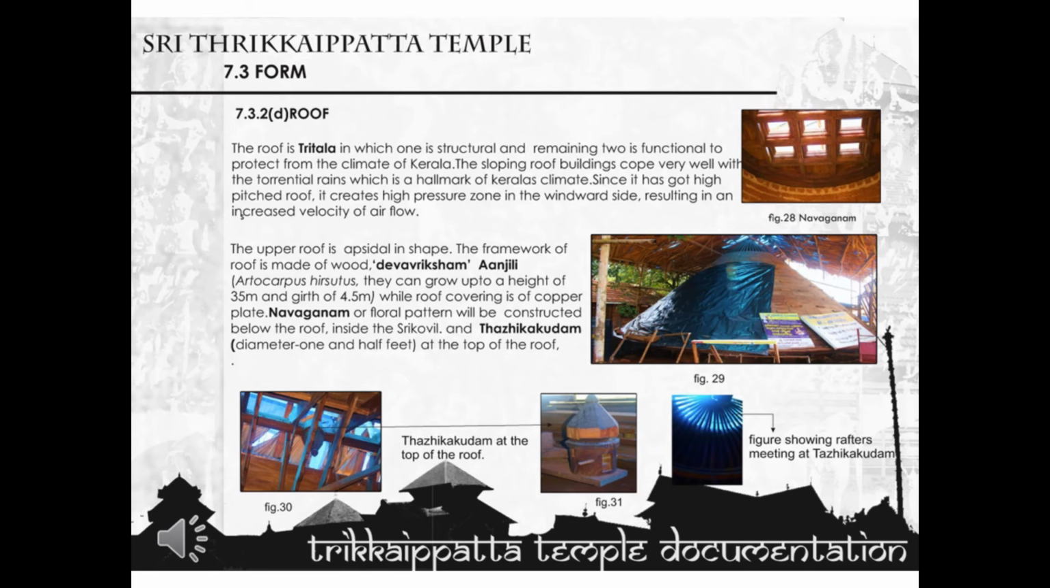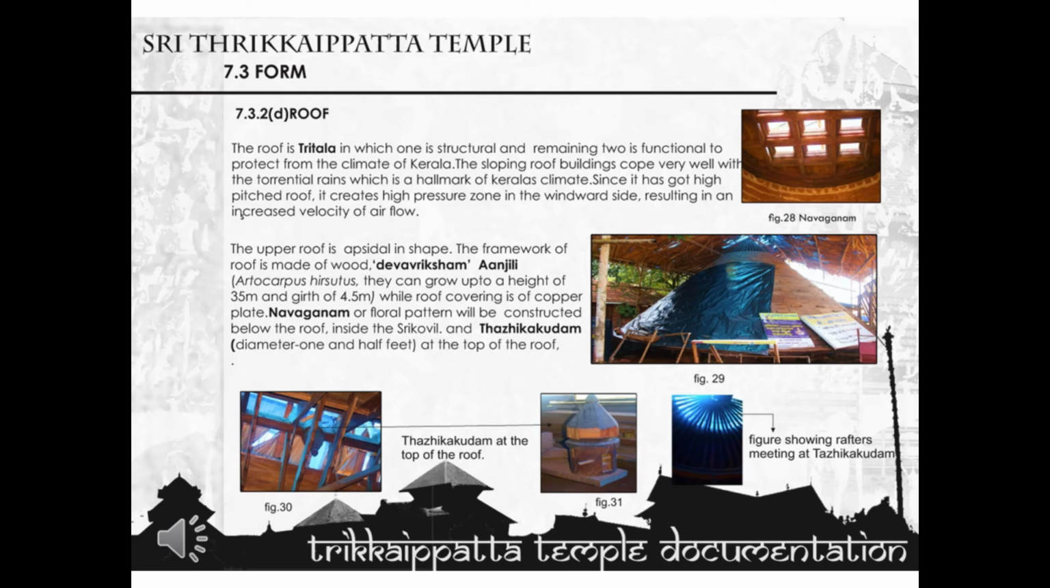The roof is trithala, in which one is structural and the remaining 2 are functional to protect from the climate of Kerala. The sloping roof buildings cope very well with the torrential rains, which is a hallmark of Kerala climate. Since it has got a high-pitched roof, it creates a high pressure zone on the windward side, resulting in an increased velocity of airflow. The upper roof is apsidal in shape.